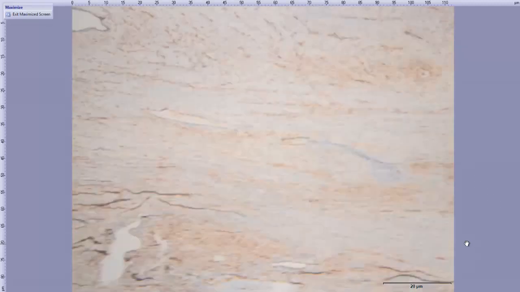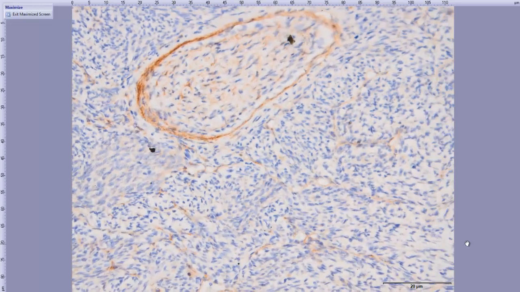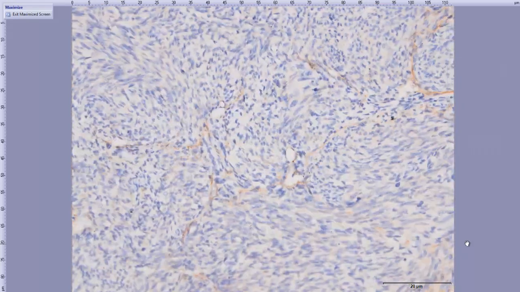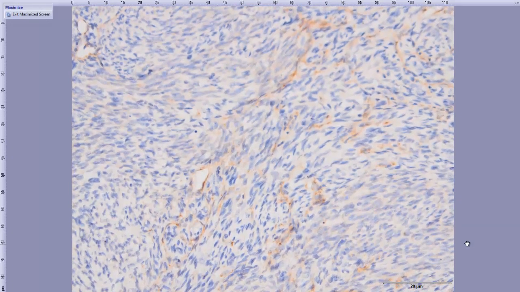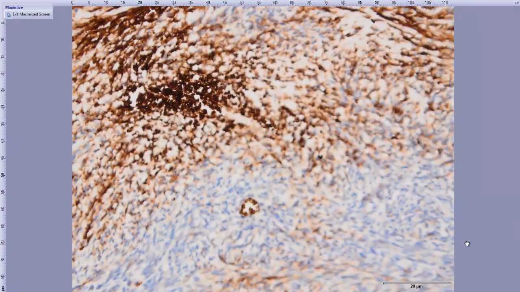This is CD34. The tumor cells are positive for CD34, and I'm going to show now collagen 4, and this is the perineurium of the normal nerve, and some of the spindle neoplastic cells were also positive for collagen 4, although many of the stained areas represent the vascular areas. And lastly, GLUT1 was also positive, showing the perineurial differentiation.